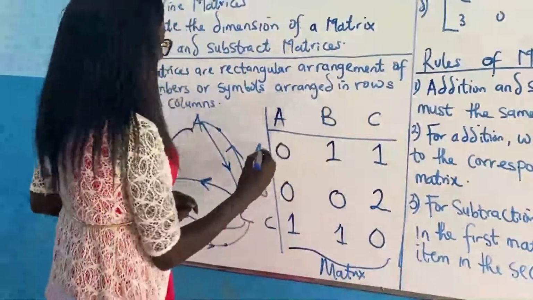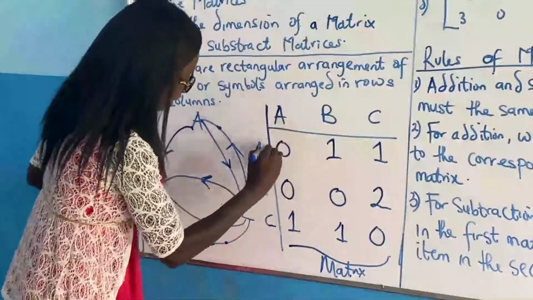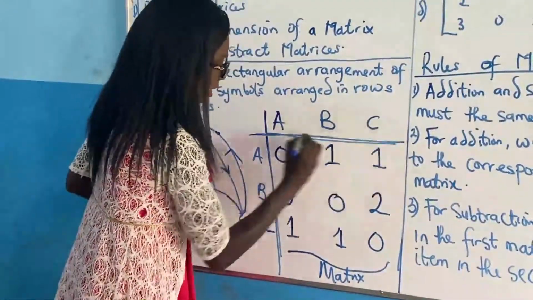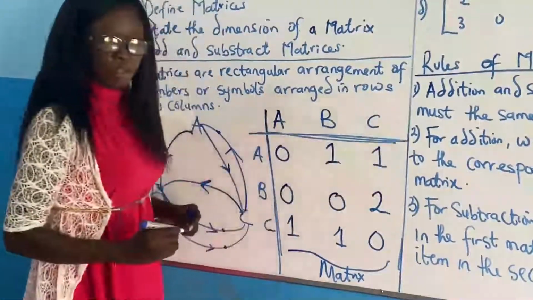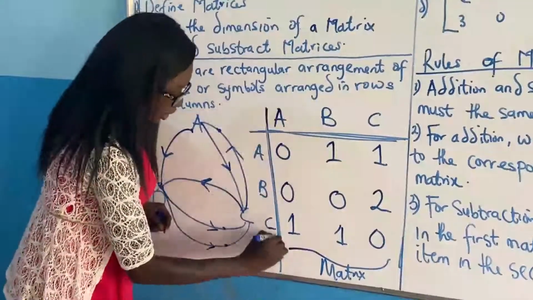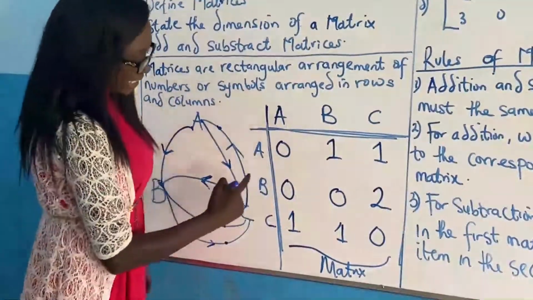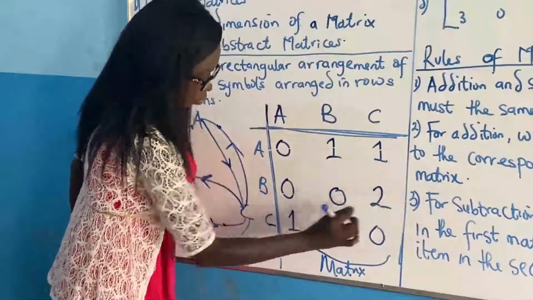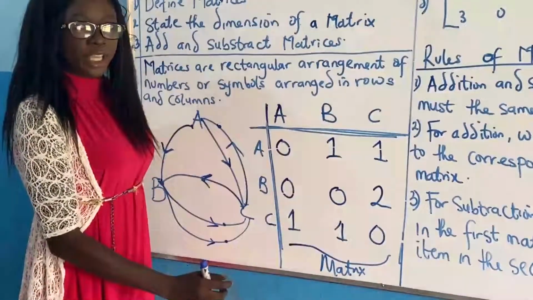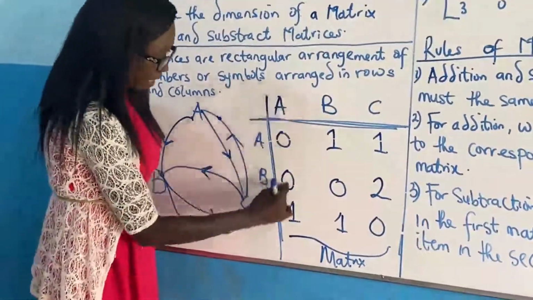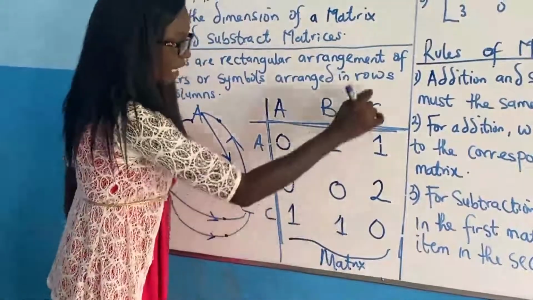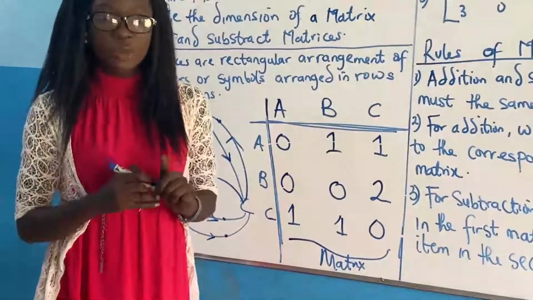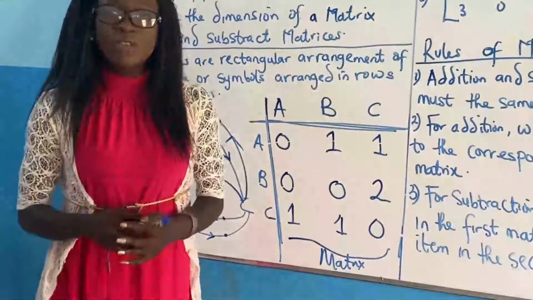So if I have this line, let's say from this point here to this one here, the horizontal line is called row. The vertical line is called column. So meaning that here, how many rows do we have? We have 1 row, 2 rows, 3 rows. Okay? And how many columns? We have 1 column, 2 columns, and 3 columns. Okay, so that's the introduction of matrices.